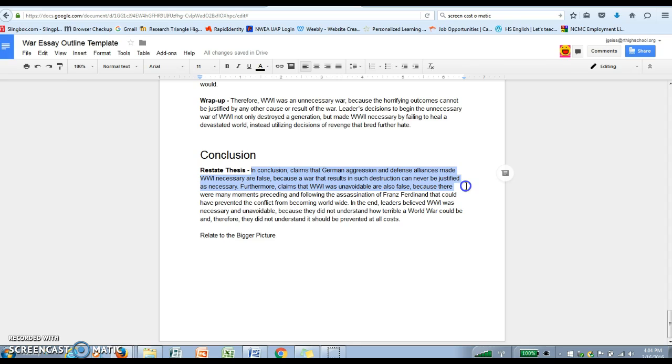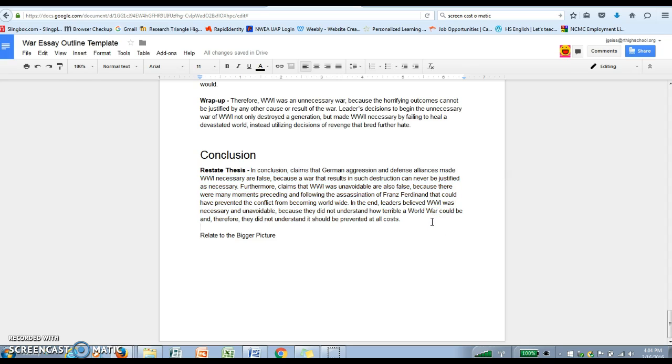Furthermore, claims that World War I was unavoidable are also false, because there were many moments preceding and following the assassination of Franz Ferdinand that could have prevented the conflict from becoming worldwide. In the end, leaders believed World War I was necessary and unavoidable because they did not understand how terrible a world war could be, and therefore they did not understand it should be prevented at all costs."